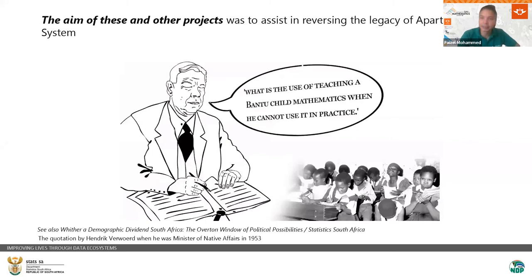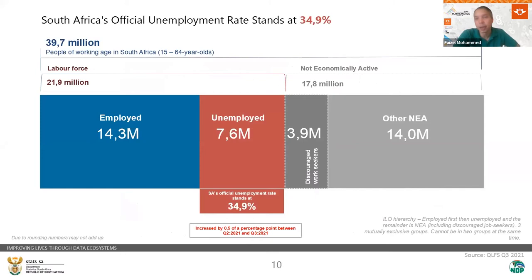It sits with us when we look at our figures for employment. Look at these figures. This chart here quickly tells you how many people are employed, how many are unemployed, and how many are discouraged. So you can see we have 14 million people employed, 14 million, 7.6 million unemployed.